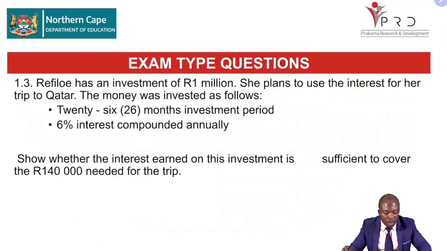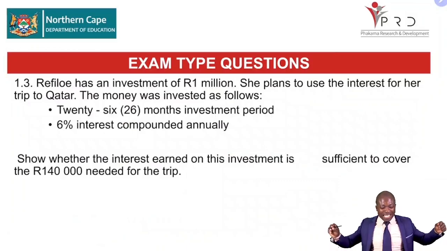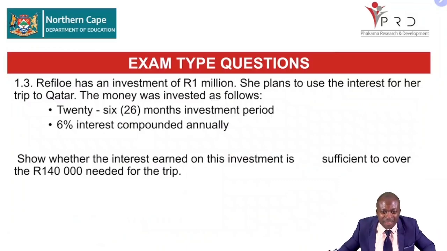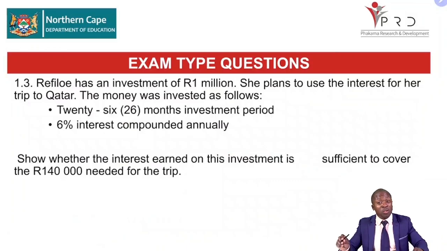1.3. Now we are talking of Refilwe. Maybe it's your friend. Yeah, that's not the one we are talking about here. Refilwe has an investment of R1 million. She plans to use the interest for her trip to, yeah, that's for the rich people, you see. So now we are going to Qatar, but this is how the money was invested.